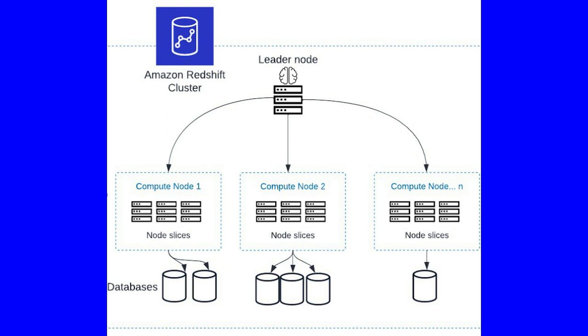Each compute node has its own dedicated CPU, memory, and attached disk storage, which are determined by the node type. Redshift provides two types of nodes: dense storage nodes and dense compute nodes. Each node provides two storage choices. A compute node is partitioned into slices. Each slice is allocated a portion of the node's memory and disk space, where it processes a portion of the workload assigned to the node.